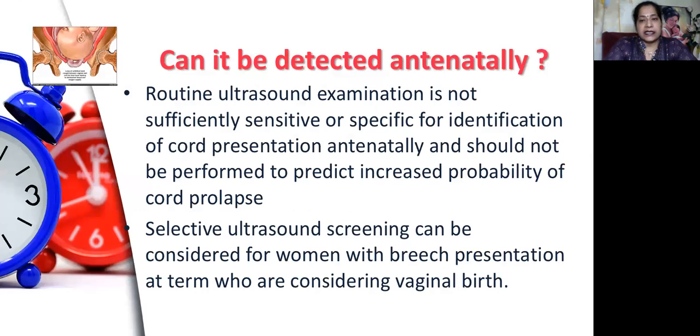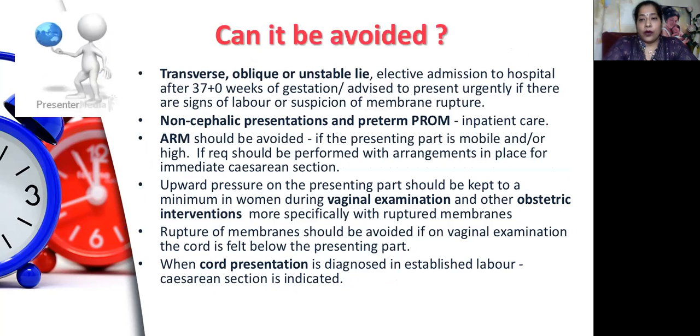Now, can it be detected antenatally, that is, during pregnancy? A routine ultrasound examination is not sufficiently sensitive or specific for identification of cord presentation antenatally and should not be performed to predict the increased probability of it happening. However, in selective situations like malpresentations or breech, ultrasound screening can be considered in women who are at term and considering vaginal birth. Can it be avoided or rather prevented?